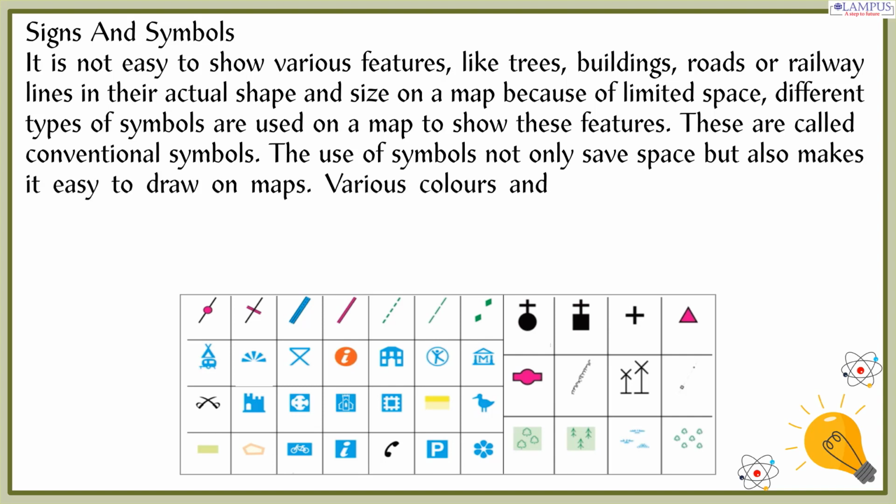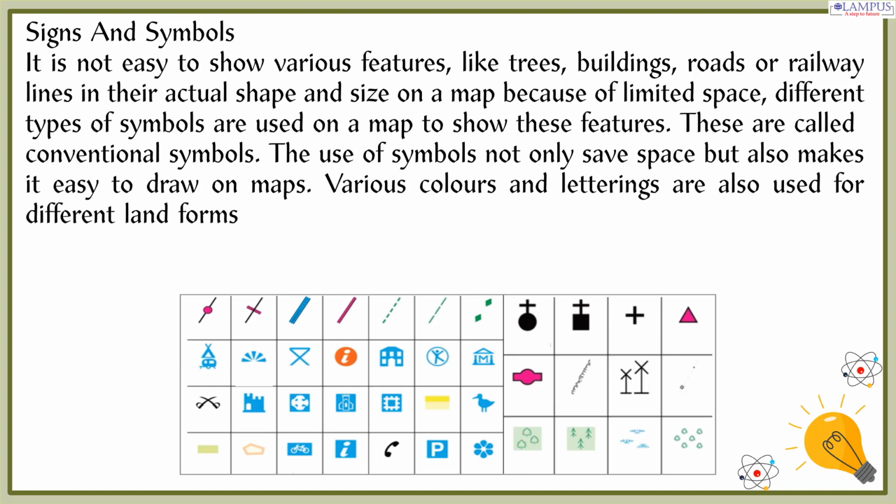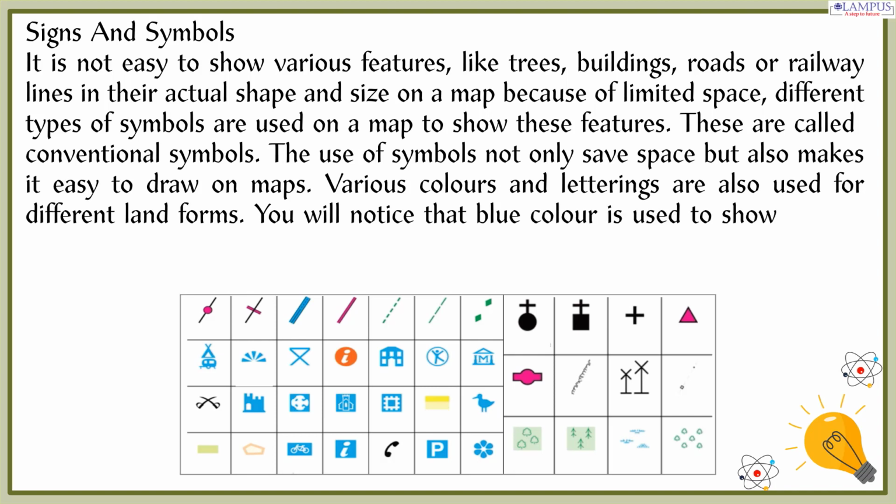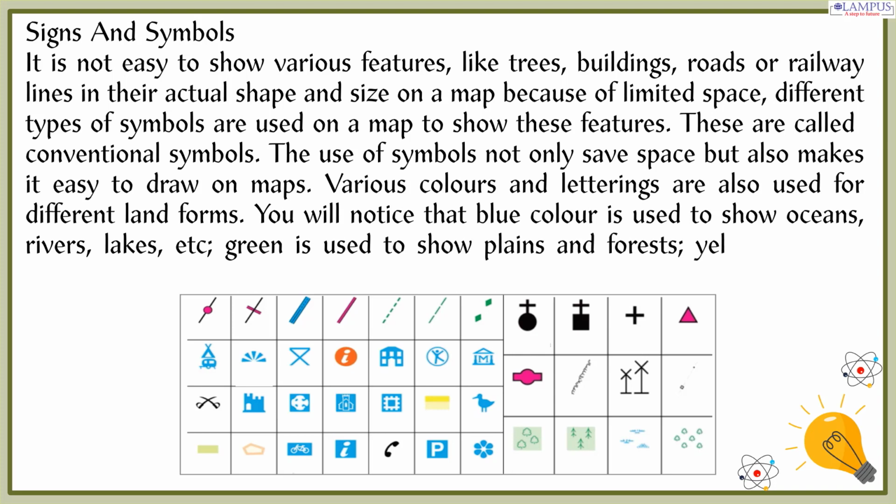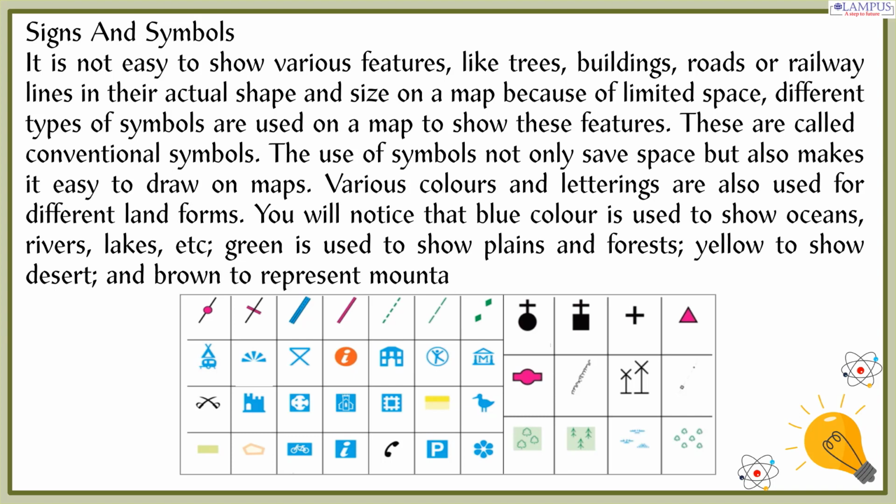Various colors and letterings are also used for different landforms. You will notice that blue color is used to show oceans, rivers, lakes, etc. Green is used to show plains and forests, yellow to show desert, and brown to represent mountains. Snow and ice are shown in white.